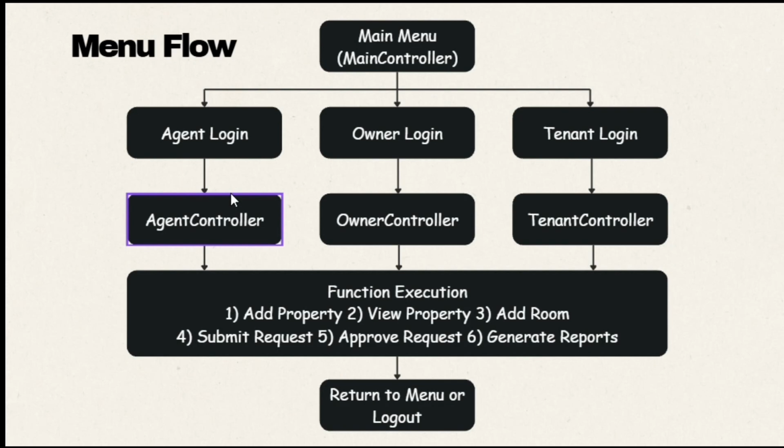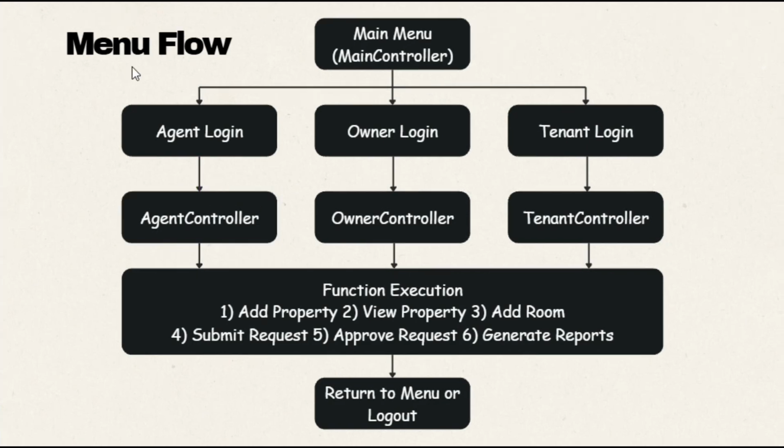Hello, I am Engineer, and now I will present the menu flow. When the program starts, Main.java creates the main controller, which takes control. The main controller tells the main menu view to display the options, which are agent, owner, or tenant. The main controller waits for the user input. Once the user makes a choice, the controller decides which role to activate.